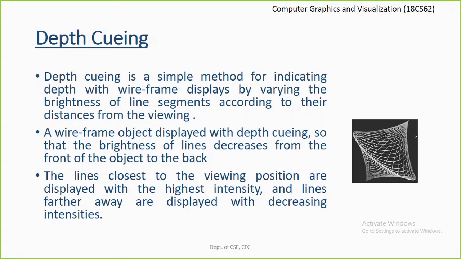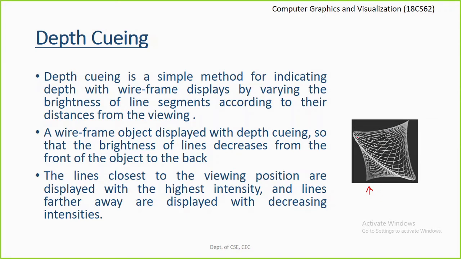Now suppose we are going to draw a 3D object using the wireframe method, as shown in this particular diagram here. What do you observe? How do we differentiate between the lines which are closer to us and identify the lines which are away from us? If there is no concept of depth cueing, it becomes very difficult for us to analyze which portion of the object is towards us and which portion of the object is away from us. So depth cueing is a method for indicating the depth with wireframe display. This diagram that is shown here is an example of a wireframe display where we are going to draw only the lines here.